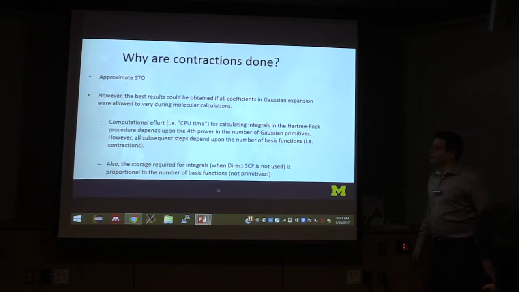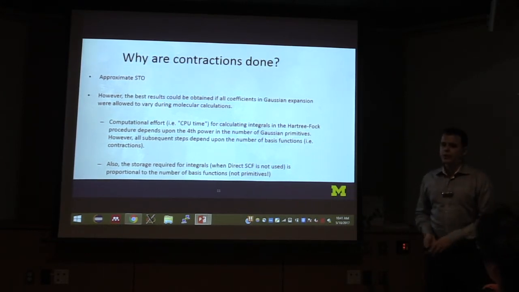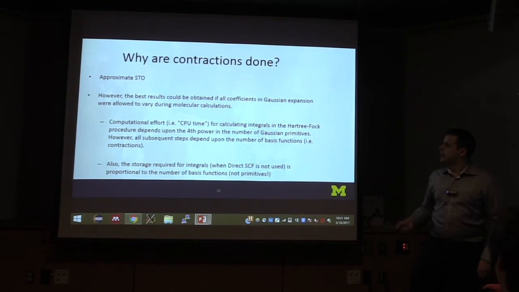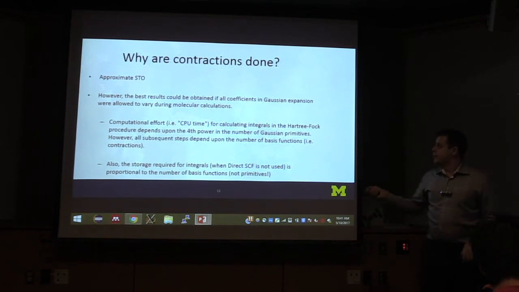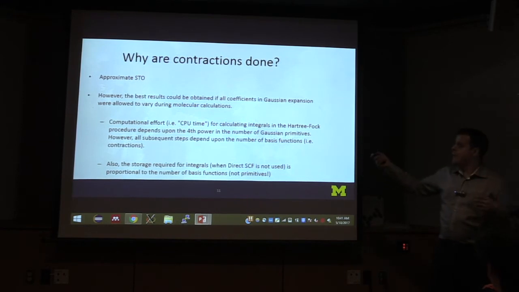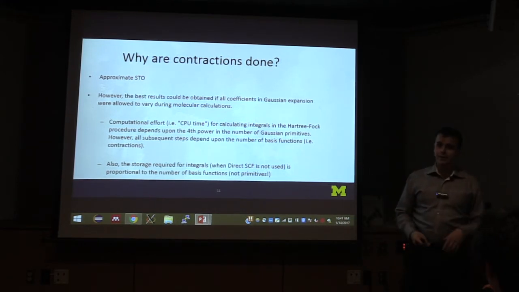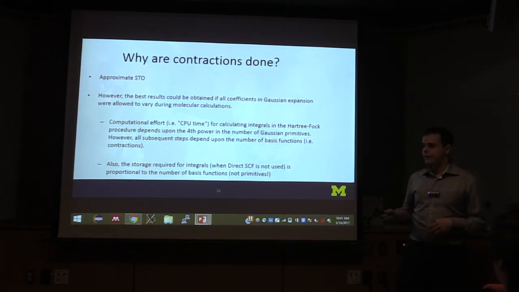So why are the contractions done? Well, we already talked about that we need to approximate the STO, but the best result could be obtained if all of the coefficients in the expansion were allowed to vary. It actually turns out that the computational effort, i.e. CPU time, for calculating these electronic structure theory calculations depends on the number of primitives, but all of the subsequent steps depend on the number of basis functions. Furthermore, the storage required for calculating these integrals is proportional to the number of basis functions, not the primitives. So essentially, we're using these contractions because it saves disk space and CPU time.